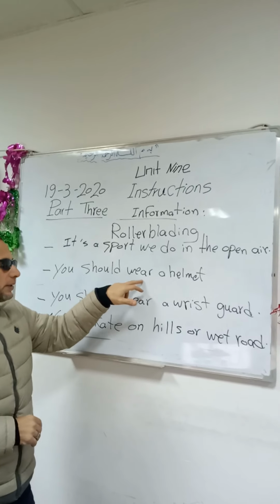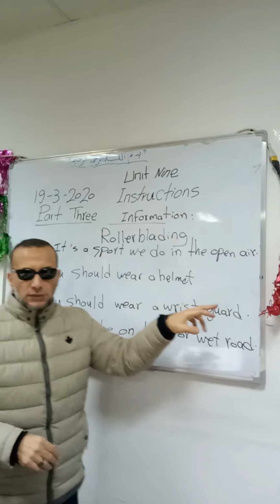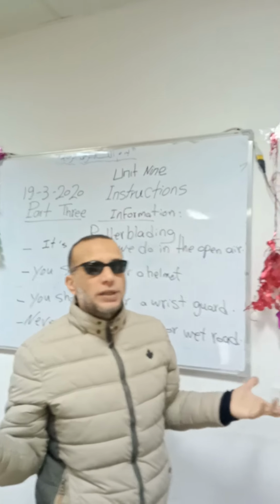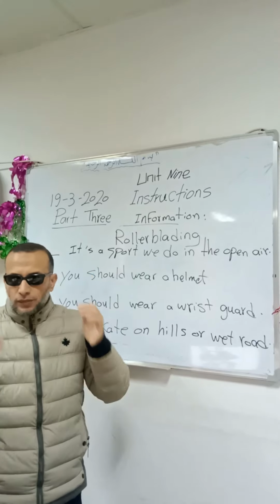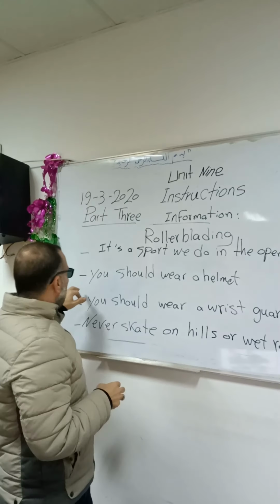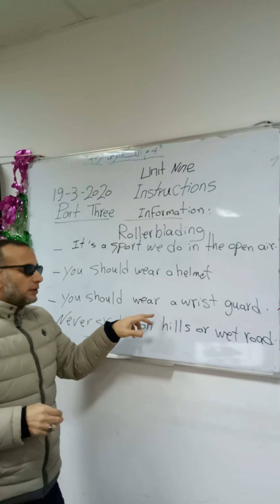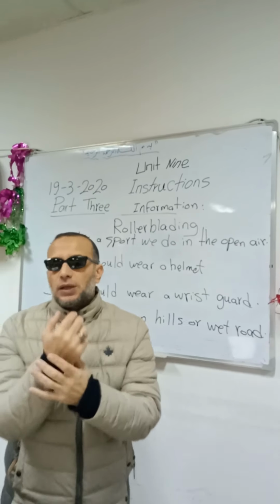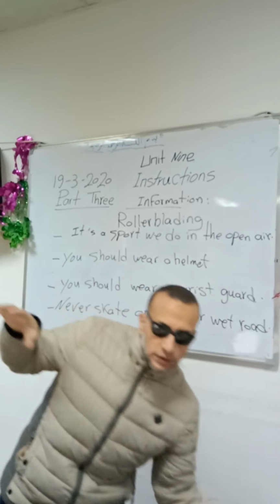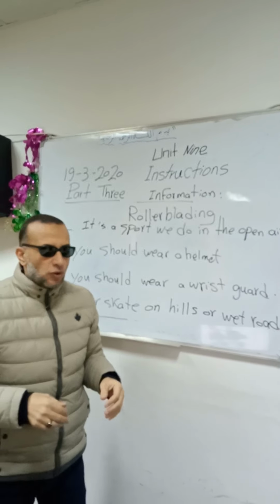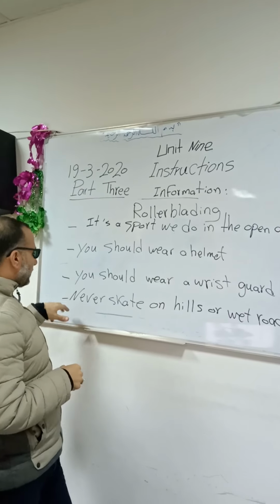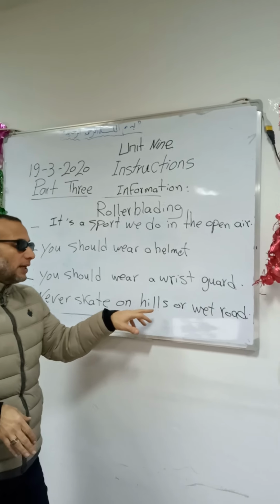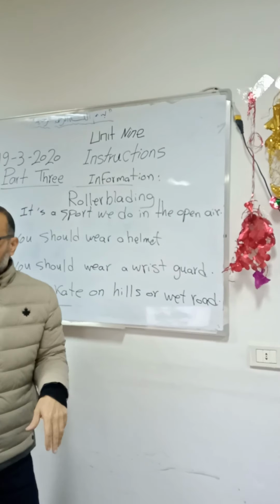You should wear a helmet. طبعا خدنا كلمة helmet قبل كده اللي هي الايه؟ الخوذة. We should wear helmet. Why? To protect our head. Okay. Number 2 you should wear wrist guard. Wrist guard خدنا طبعا ايه؟ الواقي بتاع المعصم. Wrist guard if you fall on the ground. Okay. You are not going to do this. Number 3 never skate. skate طبعا اللي هي التزلج. Never skate on hills or wet road.